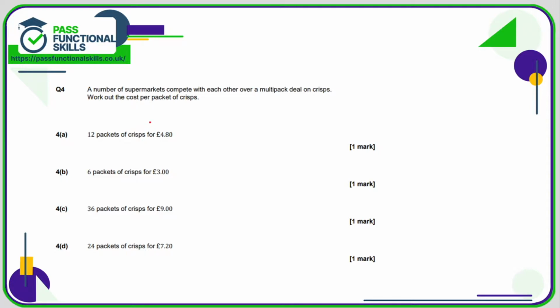Question number 4, we need to work out the cost per packet of crisps. Well, if 12 packets cost £4.80, then one packet is simply going to be 480 or £4.80 divided by 12. It's up to you whether you keep it in pounds or pence. If you're doing pounds, then you'll get the answer 0.4, which is £0.40, or 480 divided by 12, which is simply 40p.